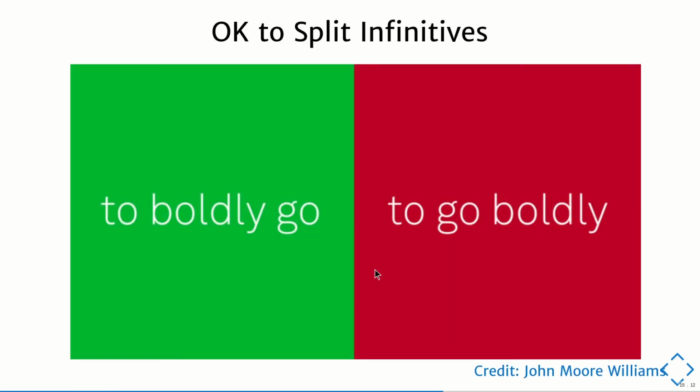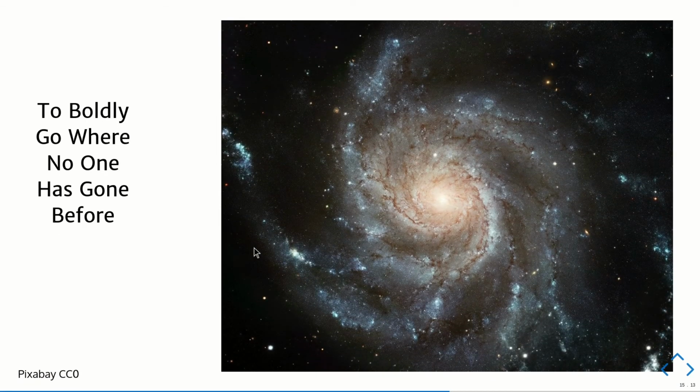Here's a prime example where it's okay to split infinitives. What's an infinitive? The infinitive is the verb, in this case, to go. When you add the word boldly between these two words, you're splitting the infinitive. Imagine Jean-Luc Picard of the Starship Enterprise talking about to go boldly where no one has yet gone. Does that roll off the tongue? Point being, it's okay to break some grammatical rules. End your sentences with prepositions. Split your infinitives.